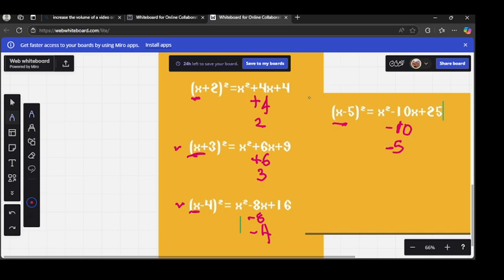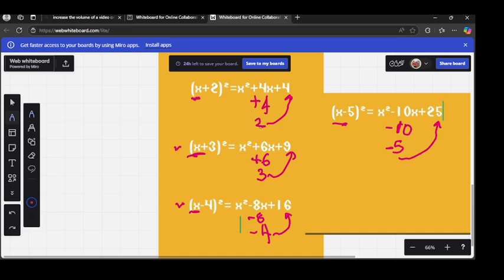Now, once you've gotten here, just look at this and see if you see a relationship. Is there a relationship between this and this? Is there a relationship between this and this? Is there also a relationship between this and this? Just pause the video and see if you can notice any relationship. But let me now say it.